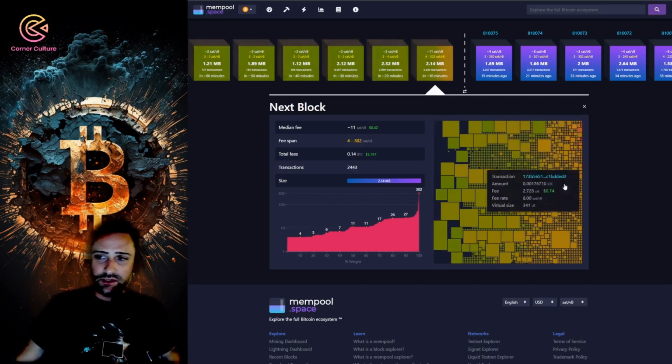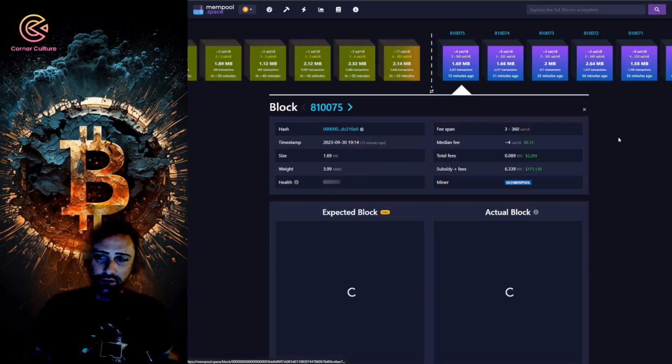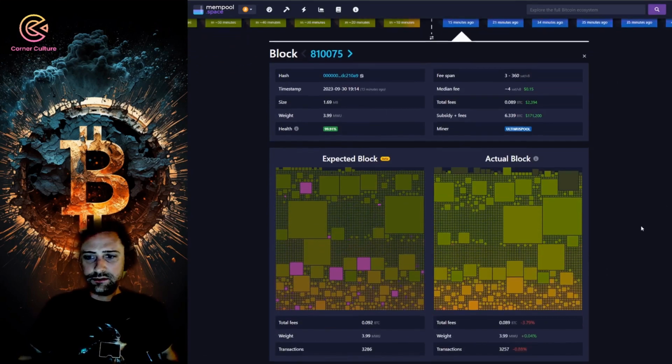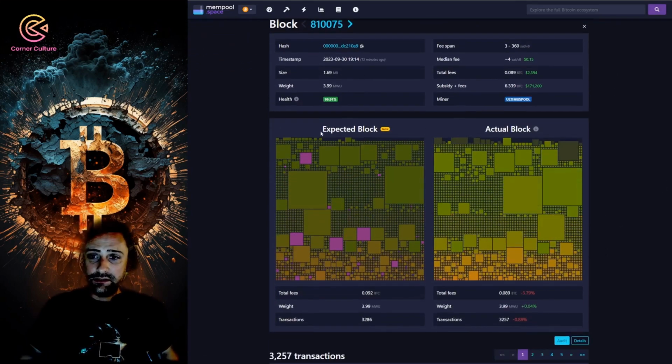So anyway, let's say this block gets solved. So we're looking at that block now. So here it is. So here is the expected block. This is what we were looking at when all the transactions were moving around. But then here's the actual block. This is what actually got into the block, and these transactions are final, unless we have an orphan block, but that's for another video.